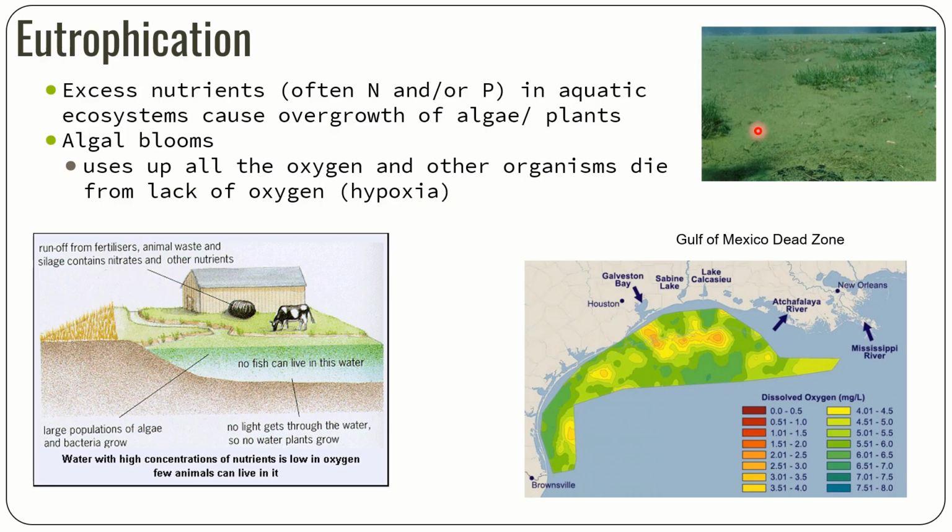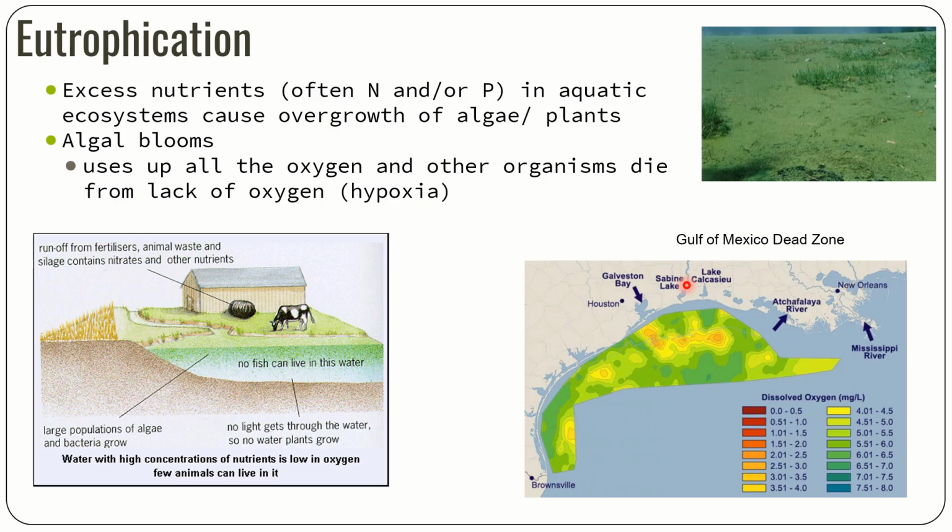And the problem is that they grow and grow and grow, and then they die. And the bacteria that decompose them will use up all of the oxygen. It also is blocking photosynthesis from occurring in lower levels, so you also have reduced oxygen from that. And that means other living organisms are not going to survive very well. You can see from this picture you have the runoff from fertilizers, animal waste, and silage, which I believe is just another form of animal waste. But it contains the nitrates and other nutrients. You get the large populations of algae and bacteria, cyanobacteria, things like that. And then you get the low oxygen levels that are going to kill off all of the fish.